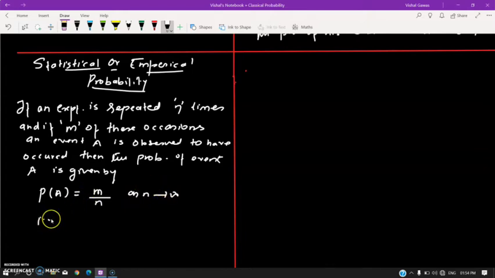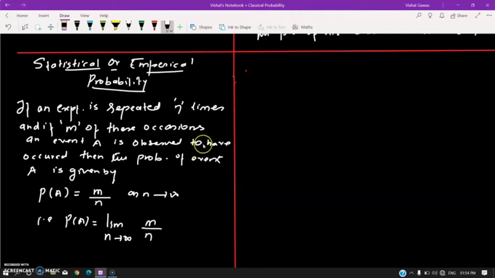That is, the probability of A is nothing but the limit of m over n as n goes to infinity, meaning n is taking any large value. This is not possible in the classical theory of probability, because my n, the total number of outcomes, has to be finite.